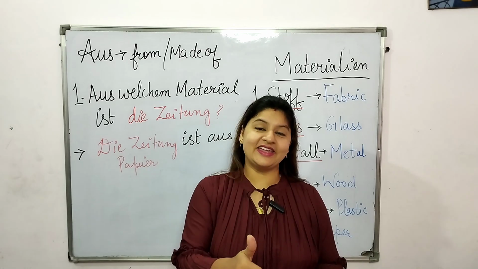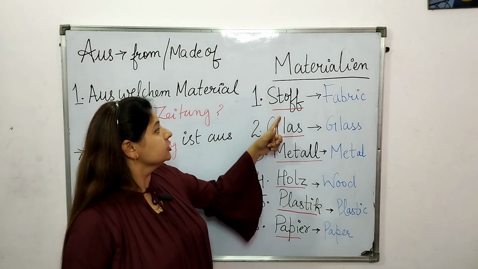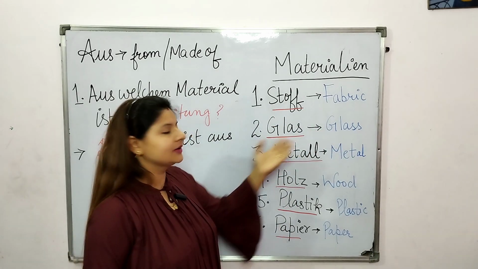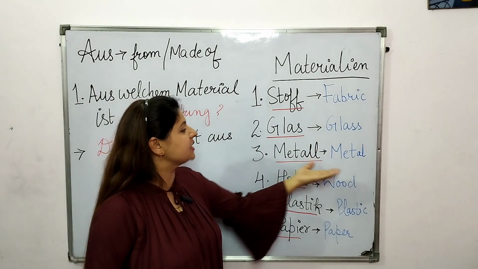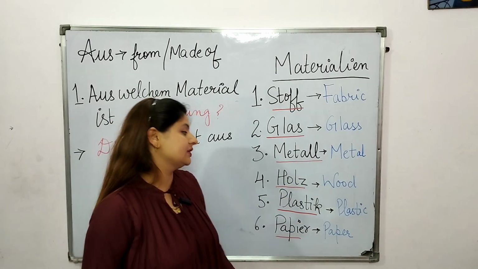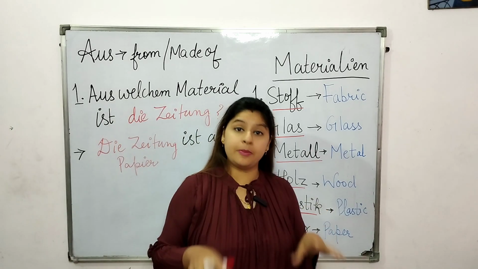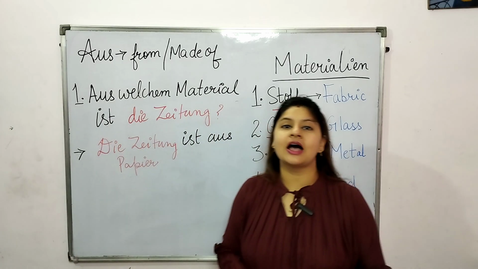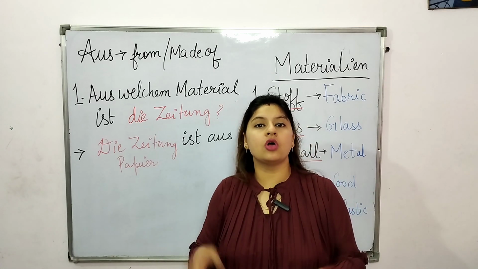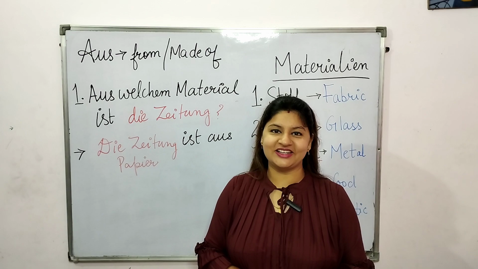So, great. Now we have done all the materials: Stoff, fabric; Glas, glass; Metall, metal; Holz, wood; Plastik, plastic; and Papier, paper. I believe with these examples, now you can also use aus, made of, in your sentences.